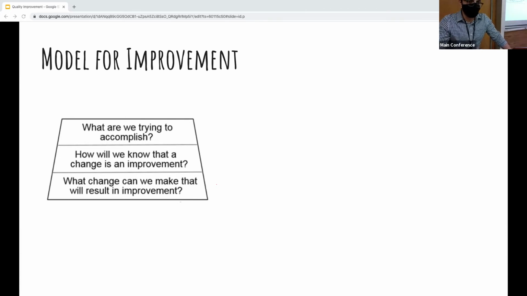The second part is, how will we know this is a change in improvement? So this is forcing you to think about the metric that you're going to track pre and post intervention. And lastly, the question is, what change can we make that will result in improvement? And this is when we start brainstorming the hypotheses and the different ideas and plans you can implement throughout.